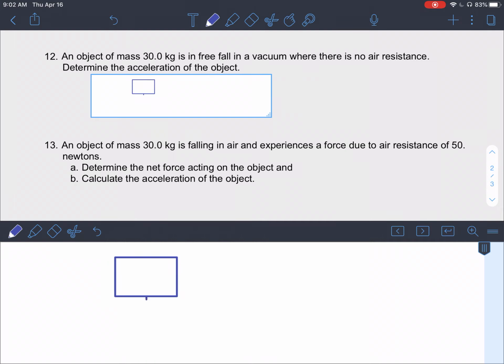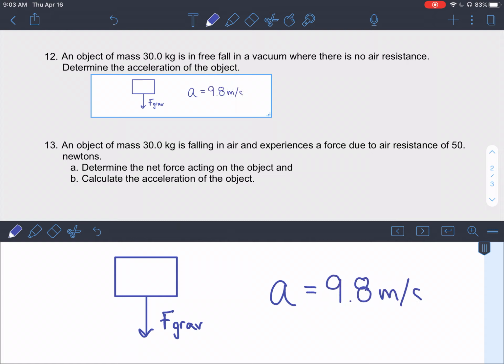Let's draw a free body diagram, F gravity. And the acceleration of gravity, because it actually is an acceleration rate, is 9.8 meters per second squared.